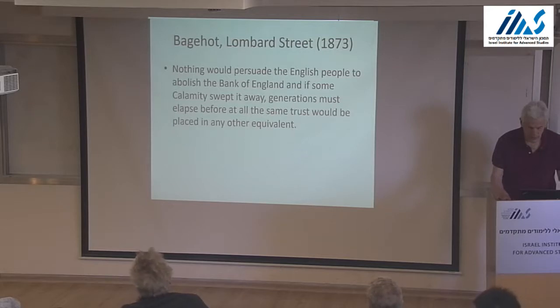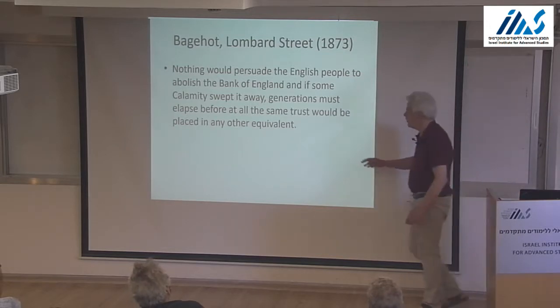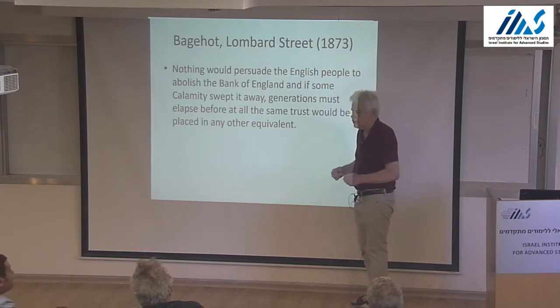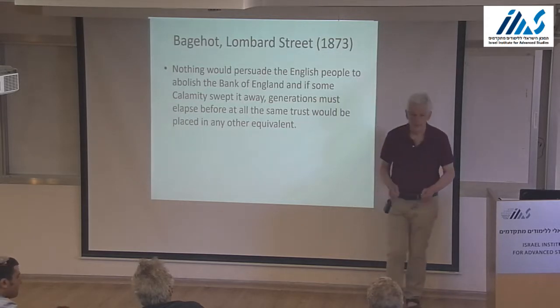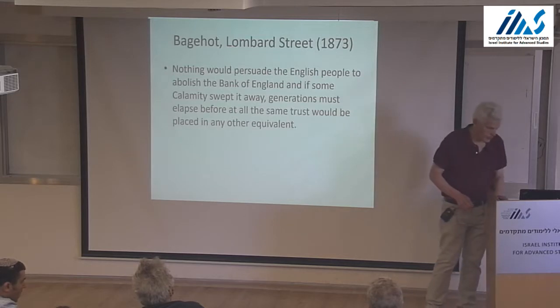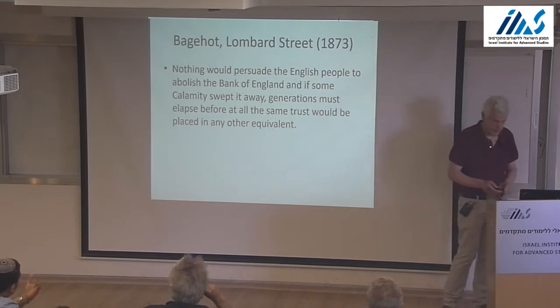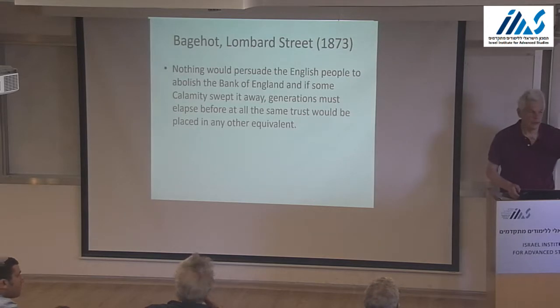Nothing would persuade the English people to abolish the Bank of England, and if some calamity swept it away, generations must elapse before at all the same trust would be placed in any other equivalent. So the key word that I want you to keep in mind is trust. The social convention is supported by trust. Remove the trust and the social convention collapses. And the question, if you want to think about money, is where is trust placed and why? So, coming back to money, keep that in mind because that's a thread that will go throughout this talk.